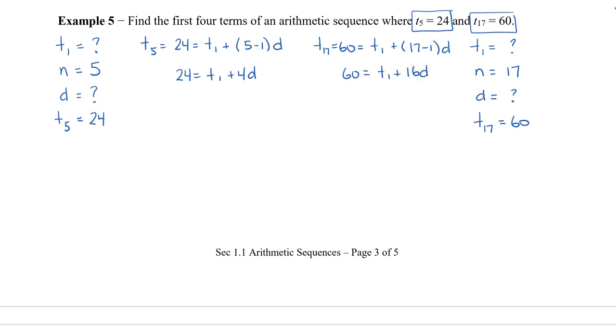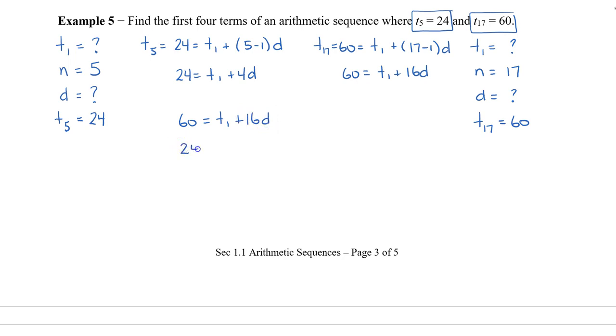All right, so we have 2 equations with 2 unknowns, but the unknowns are the same variables. So what I can do is solve by either elimination or substitution. Now everything's lined up very nicely, and T1 doesn't have a coefficient, so I'm going to solve by elimination. I like to put the equation with the larger numbers on the top. If both of them are larger, that's great.